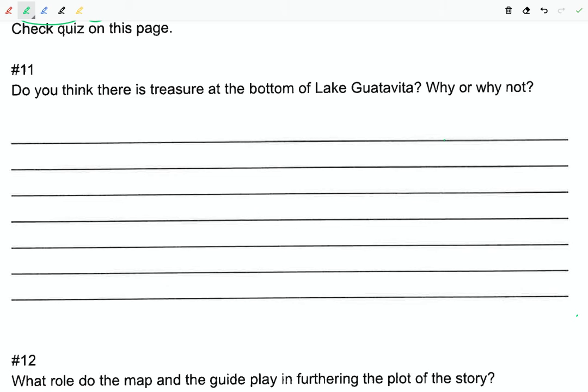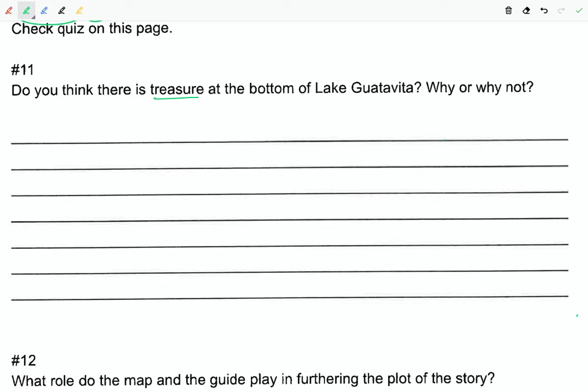Okay, so the question is, do you think there is treasure at the bottom of Lake Guaravira? Why or why not? So you're gonna need to reread, and then based on what you are reading, you're going to say if you think or you don't think that there is treasure at the bottom of Lake Guaravira.